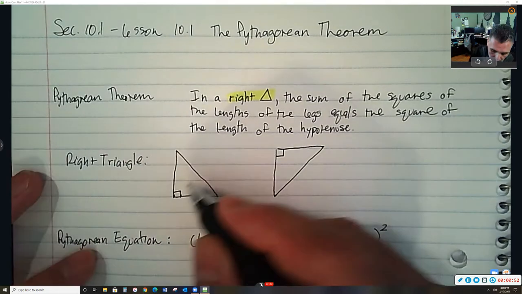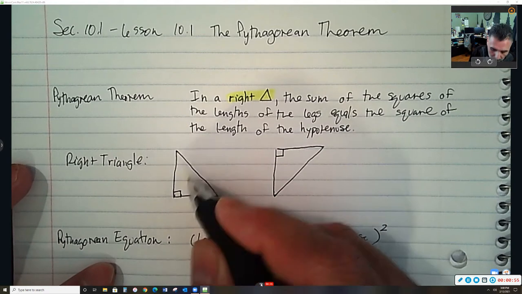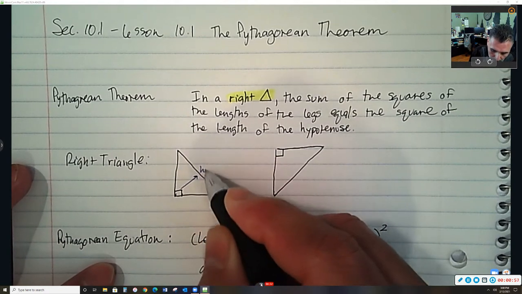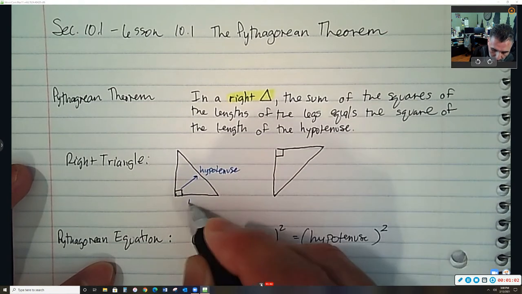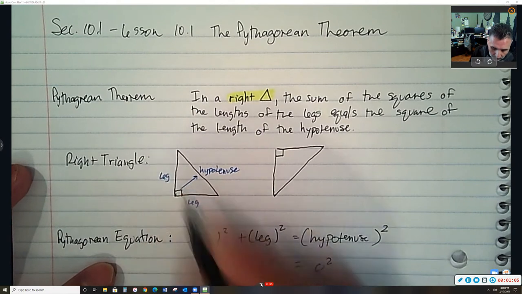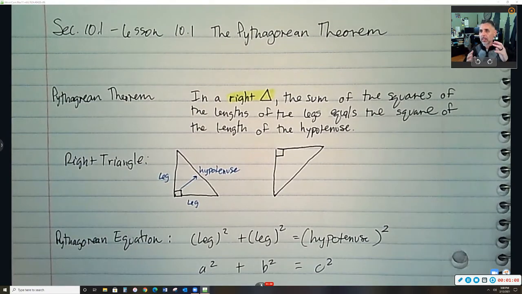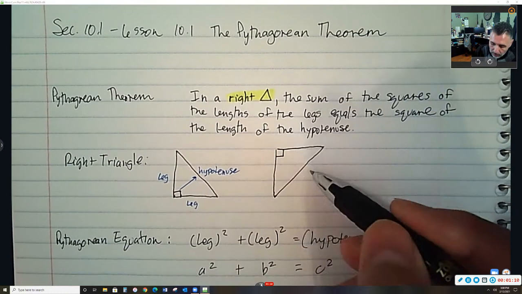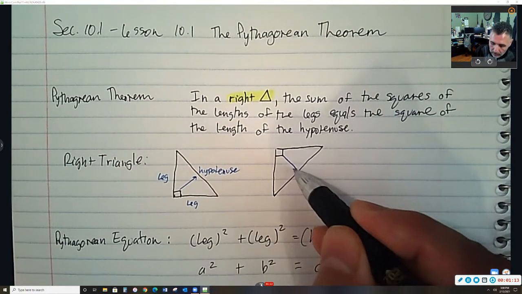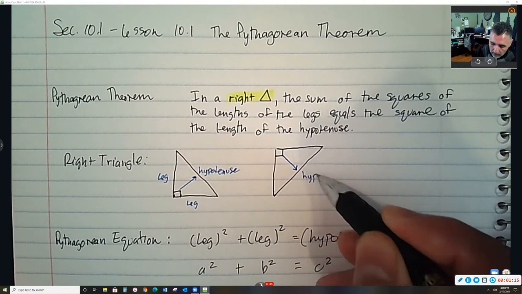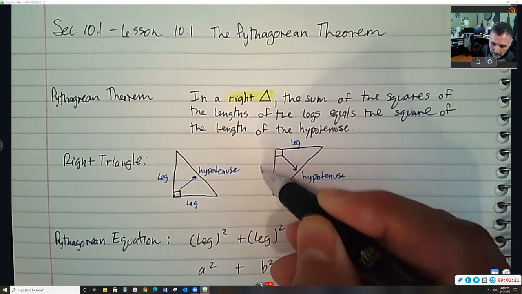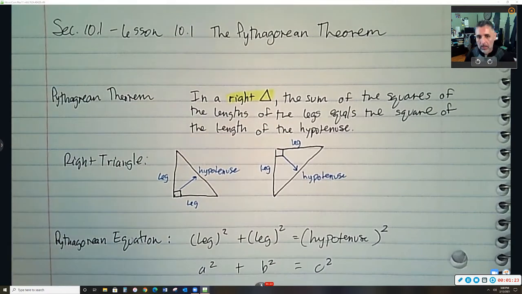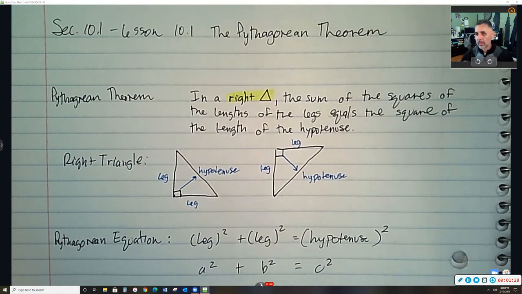But real quick, if you notice, here's the right angle. The hypotenuse is always across the right angle, and the other two sides of the triangle, you can just think of those as legs. It doesn't matter how the triangle is oriented. If you want to find the hypotenuse, look for the right angle and then go across from it, and that'll be the hypotenuse. The other two sides are just called legs. So that's how we know where the hypotenuse is and where the two legs are.